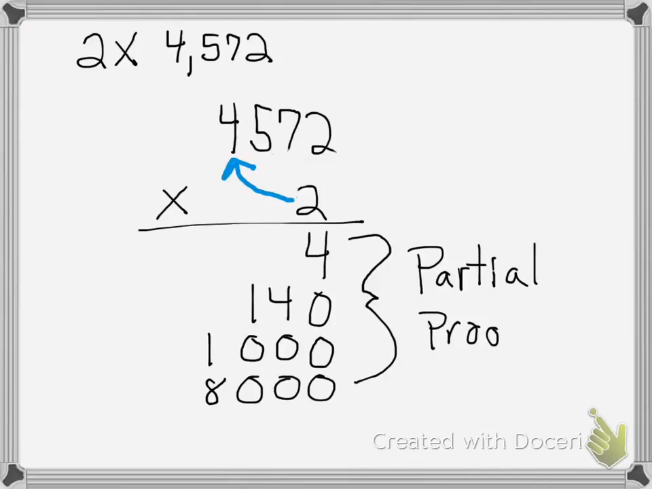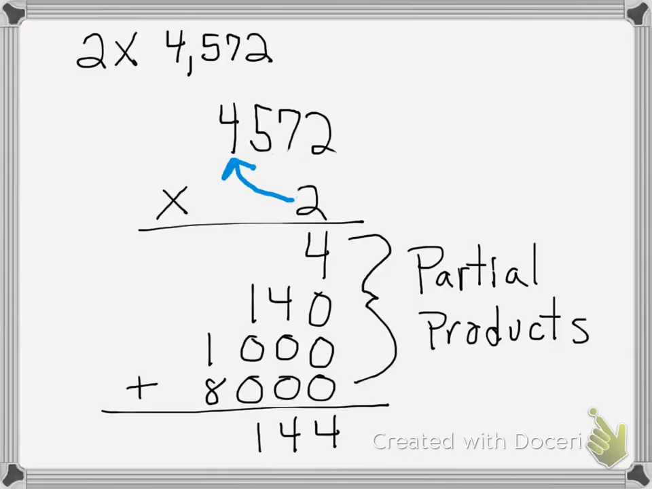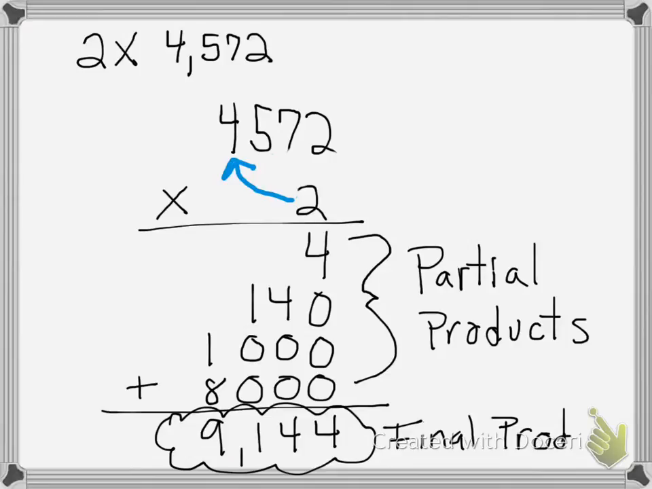You can start with the highest place value and end with the least place value, or you can start with the least place value and end with the greatest place value, but you need to remember to multiply the bottom digit, the single digit, by every digit in the greater number. So I made sure I multiplied every place value in 4,572. And my end result, my final product, is 9,144. That's my final product, and that is the actual product for 2 times 4,572.